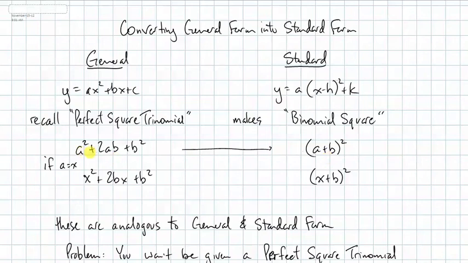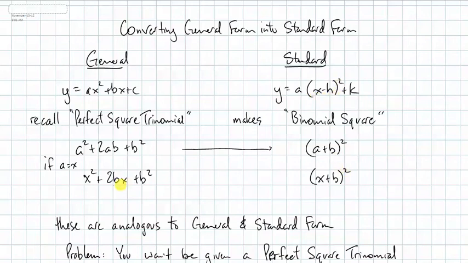Now there's an analogy here. If I made a equal x, it's a little more clear to see: x squared, 2b as the coefficient on x, the linear term, and b squared. It's like the general form in a way. It's got a quadratic term, a linear term, and a constant term. This binomial square is like standard form in the sense of (x minus a number) squared.